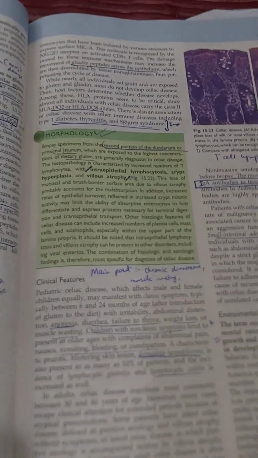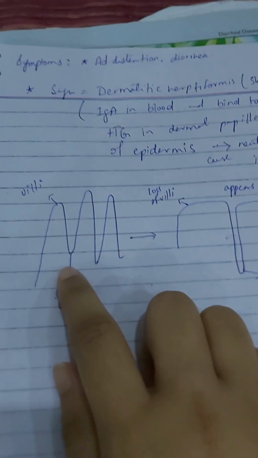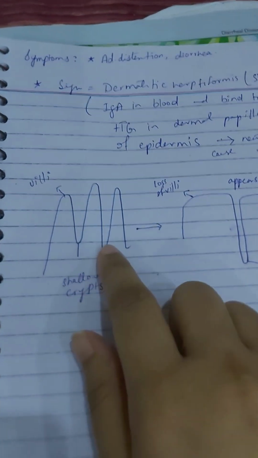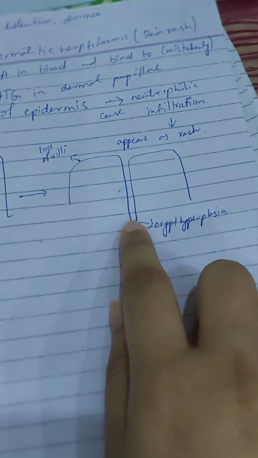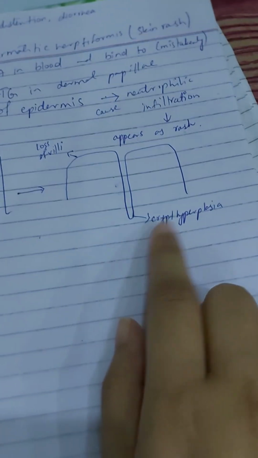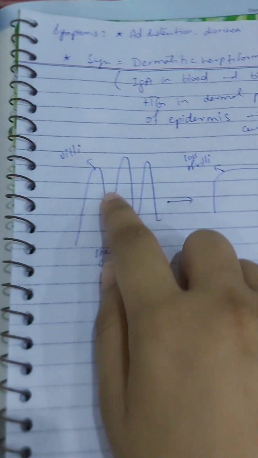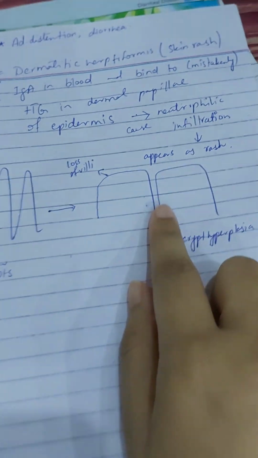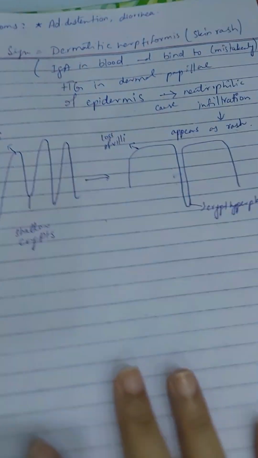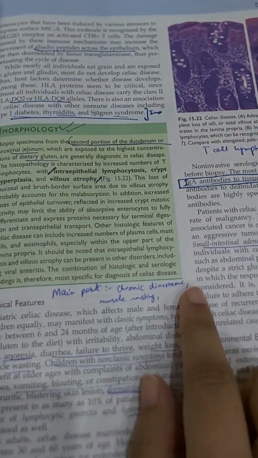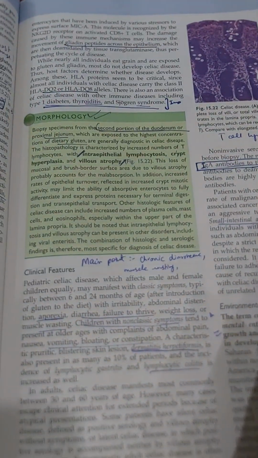Similarly, crypt hyperplasia, which means that in this diagram, normally the structure of the small intestine is that we have villi and there are shallow crypts. Now in celiac disease, the crypts go very deep and it results in crypt hyperplasia. Similarly, there are villi we can see, and in this patient of celiac disease there is loss of villi and flattening of the villi. So we have intraepithelial lymphocytosis, crypt hyperplasia, and villous atrophy.